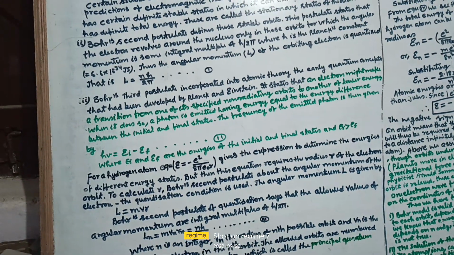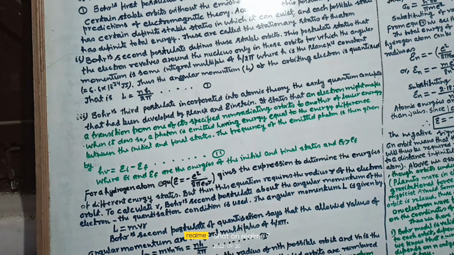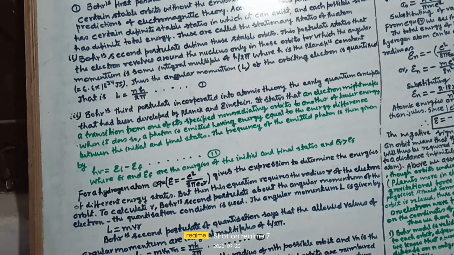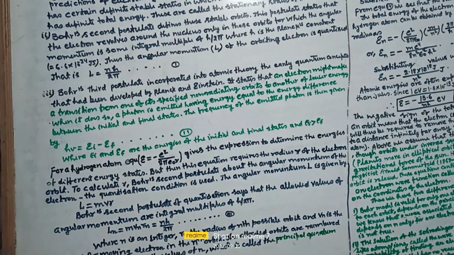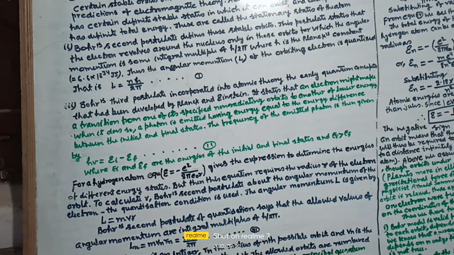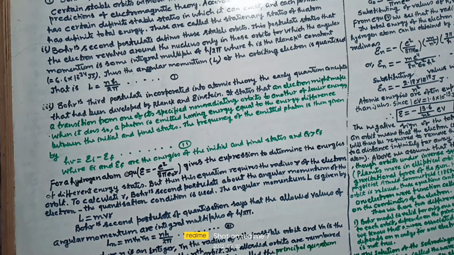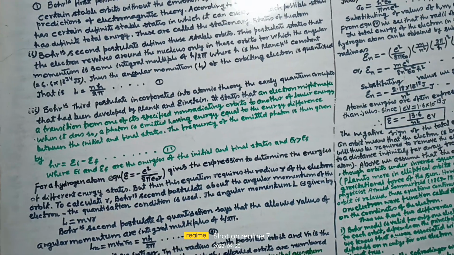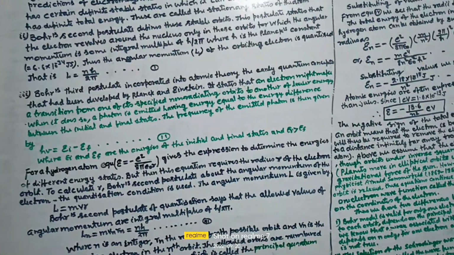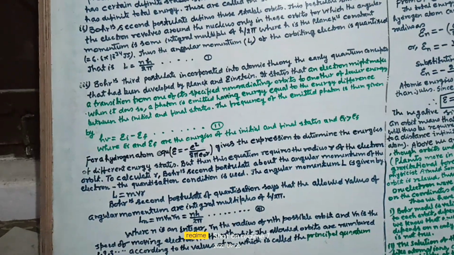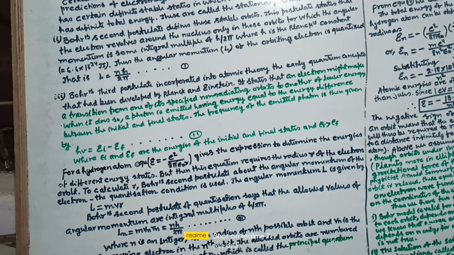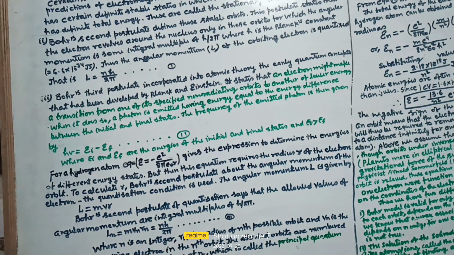For a hydrogen atom, the equation E = −e²/8πε₀r gives the expression to determine the energies of different energy states, but then this equation requires the radius r of the electron orbit. To calculate r, Bohr's second postulate about the angular momentum of the electron, the quantization condition, is used. The angular momentum L is given by L = mvr. Bohr's second postulate of quantization says that the allowed values of angular momentum are integral multiples of h by 2 pi.